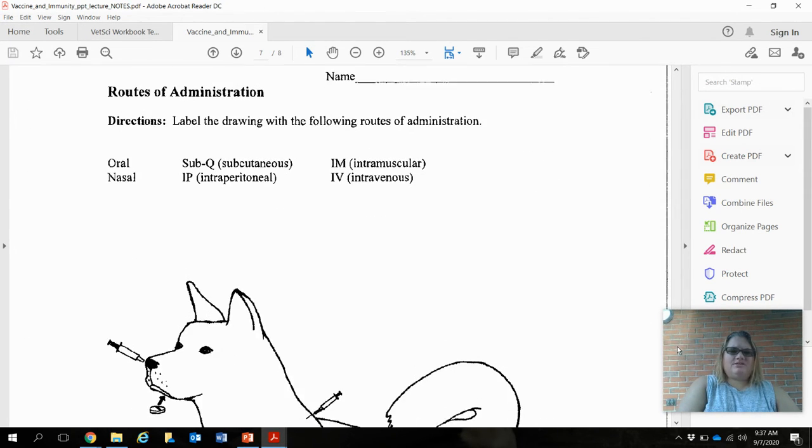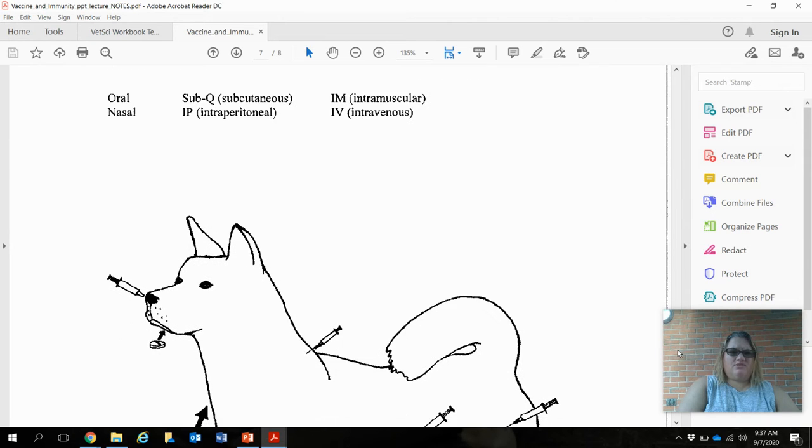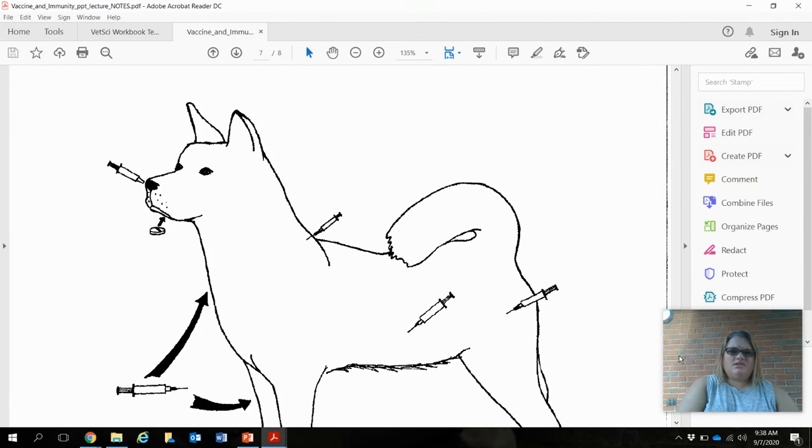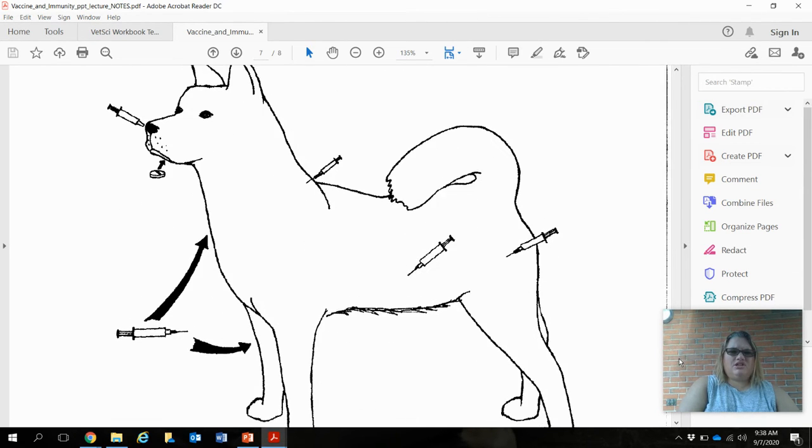And then last but not least is routes of administration. Some of this has to do with medication, and others have to do with how to give medications and things like that. So we do have different routes of administration that you can fill in with your notes as we continue through the PowerPoint. So make sure you're taking notes.